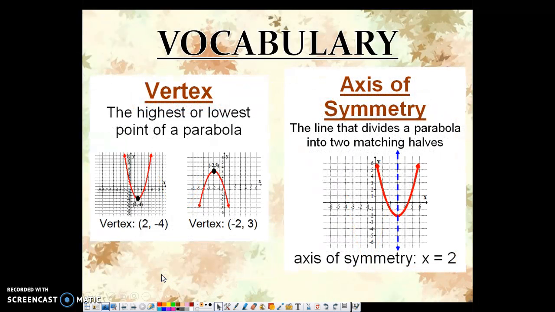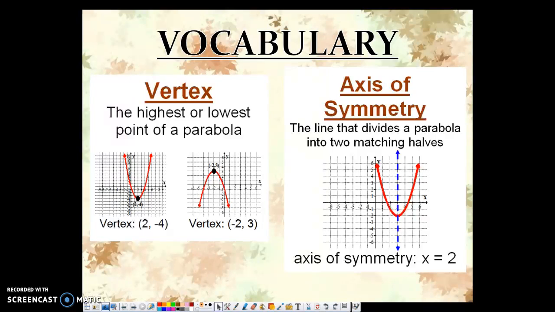Okay, the vertex is the highest or lowest point of the parabola. So this is the vertex right here. You got to give the x-coordinate and the y-coordinate. So here it's at 2, -4. This here is the vertex for this one. It's at -2, 3. That is the vertex, the very highest point.